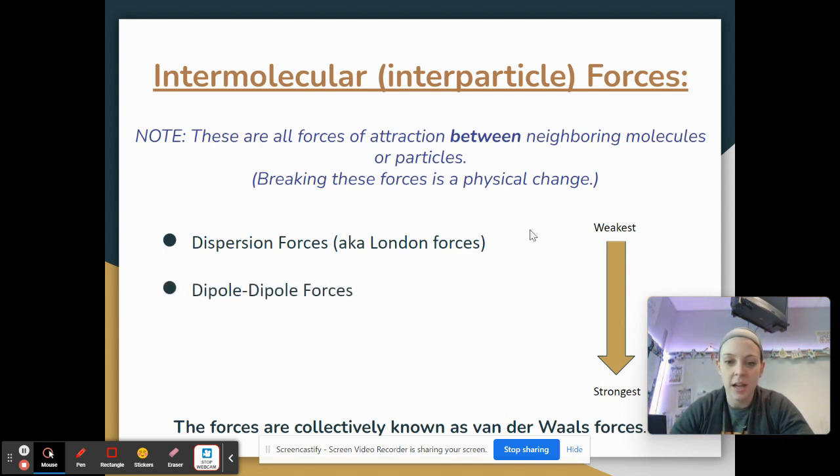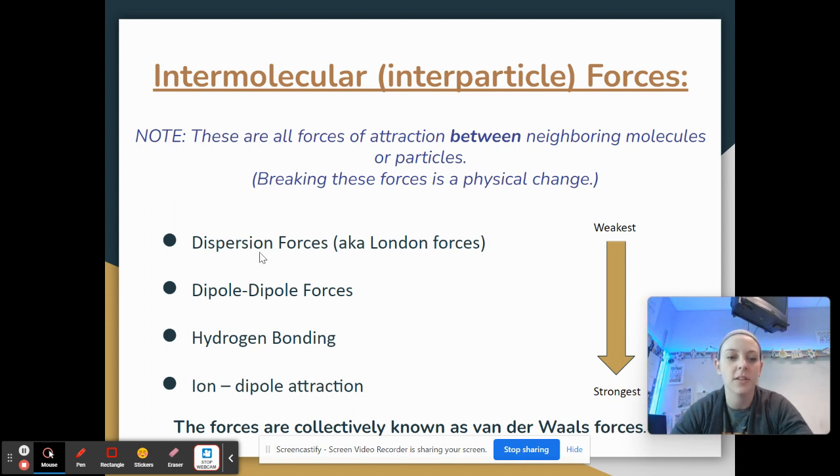Dipole-dipole forces are then next. We also see hydrogen bonding and ion dipole. So the strongest of these 4 is this ion dipole attraction. The weakest are dispersion forces. Altogether, we call these van der Waals forces. So these intermolecular forces between different particles are called van der Waals forces.